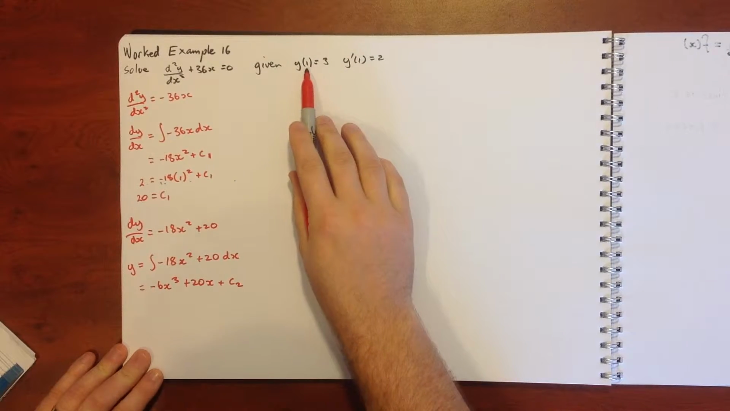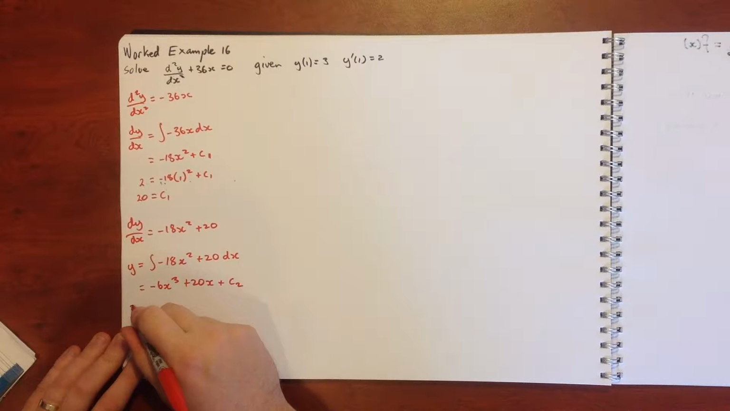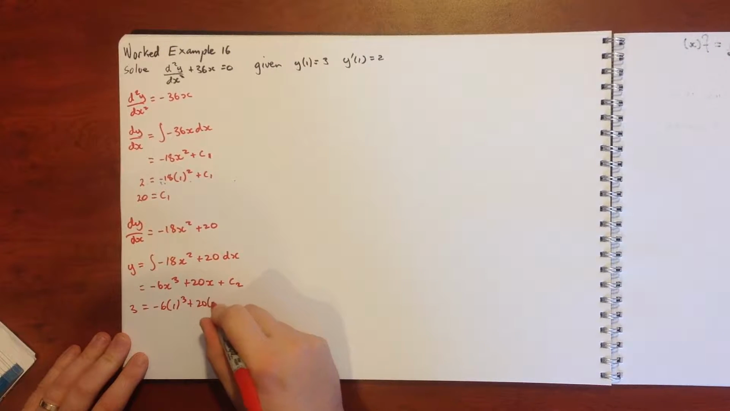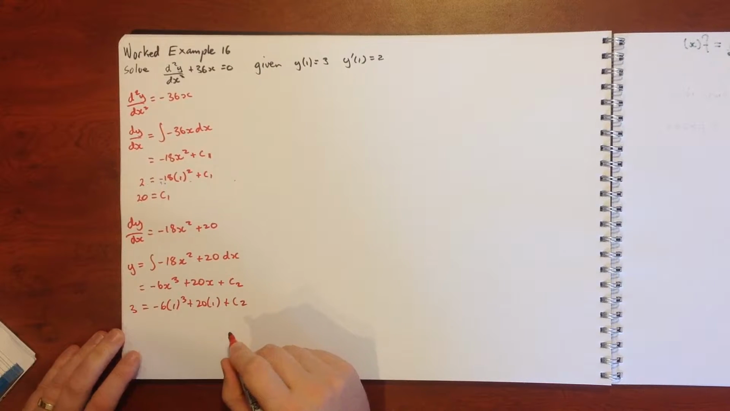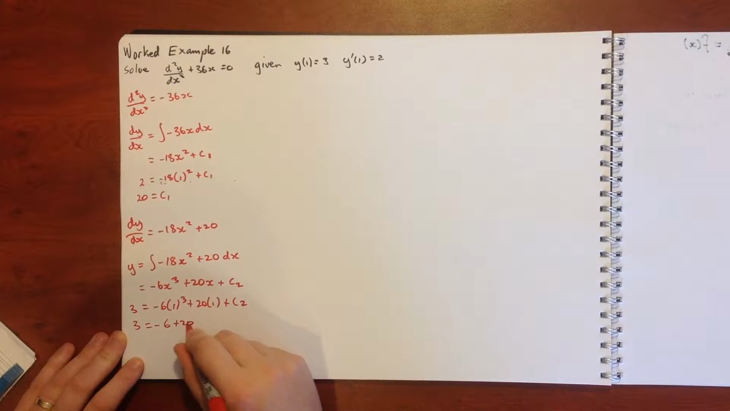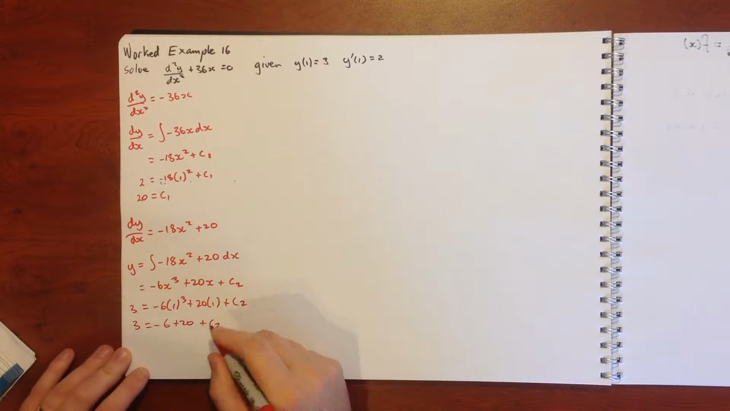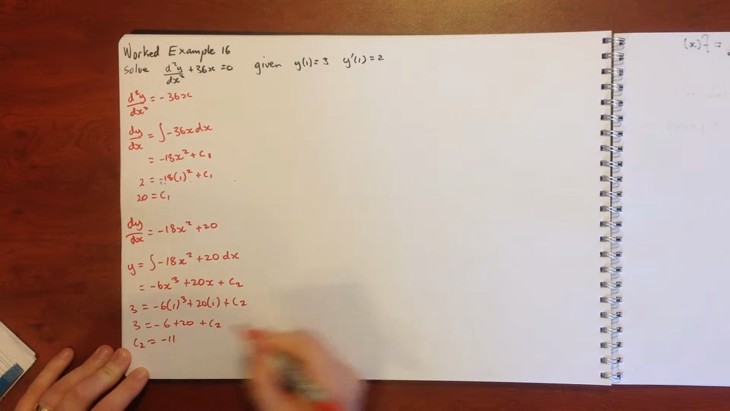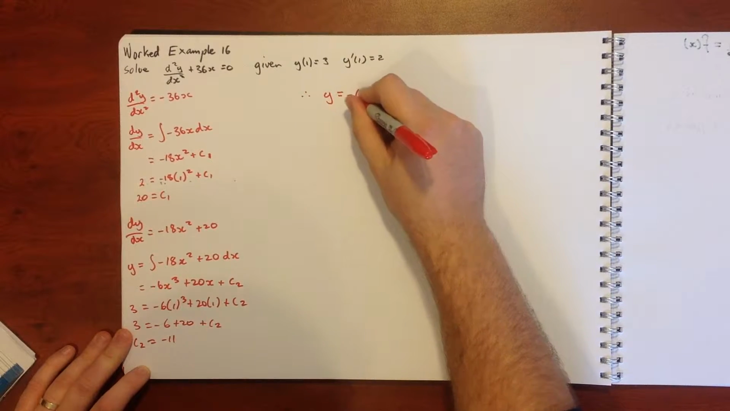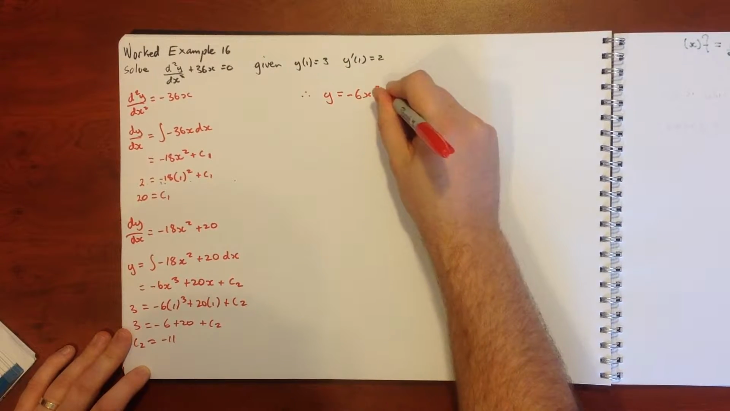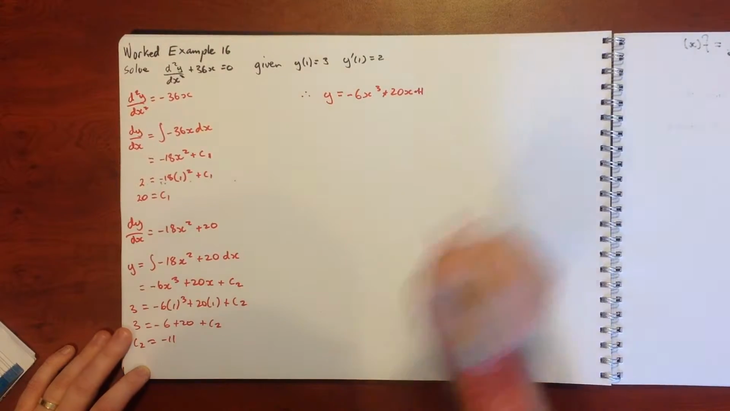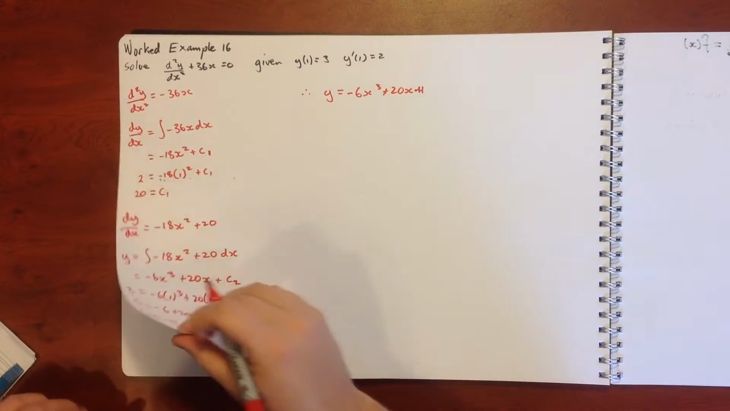Now we need to use our other information. When x is 1, y is 3. So 3 equals negative 6 times 1 cubed plus 20 times 1 plus c2. So we've got 3 equals minus 6 plus 20 plus c2, which means c2 is going to equal negative 11. Therefore y equals negative 6x cubed plus 20x minus 11. And we're done for this worked example. So we'll keep moving on.